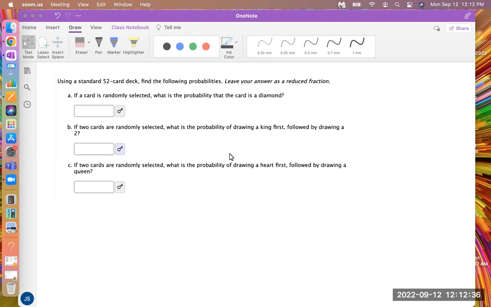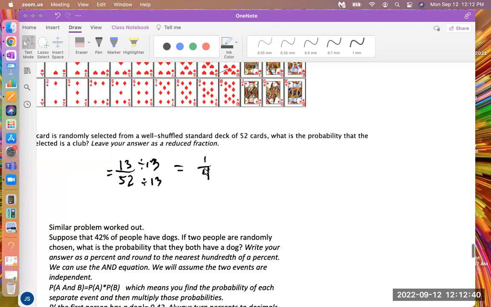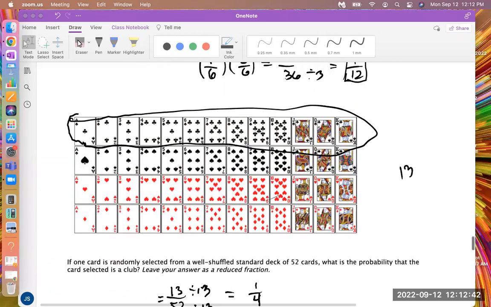So let me see if I can go up. I think I have all the cards. Okay, there they go. Here's all the cards.